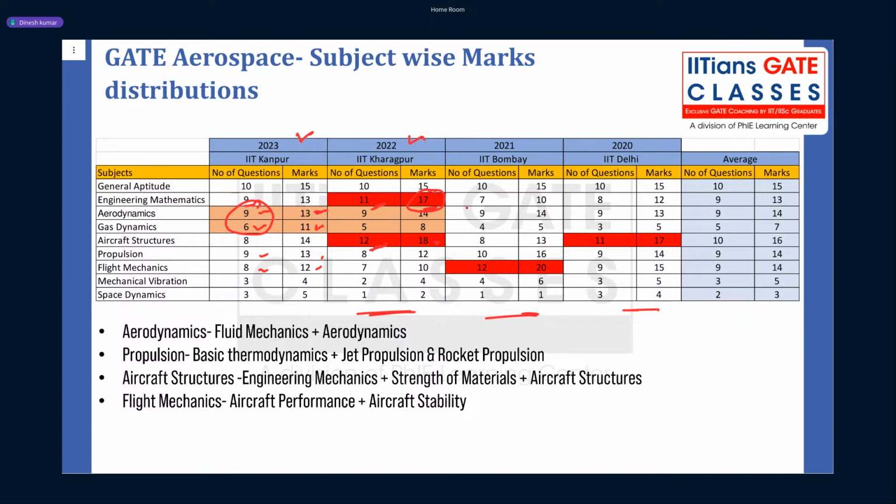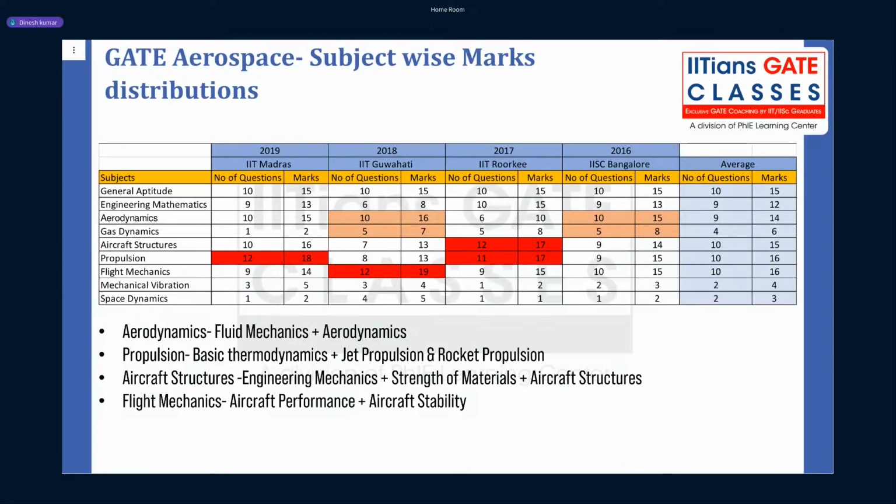Now if you take the 2021 paper, it was also a tough paper like 2017 or 2023. In this paper also flight mechanics they asked more, 12 questions for 20 marks. But there is only one question from space, so it varies.